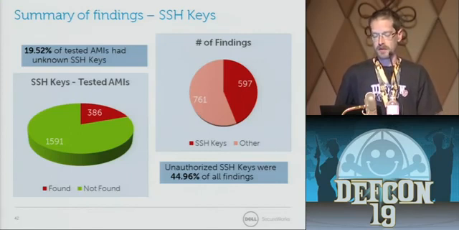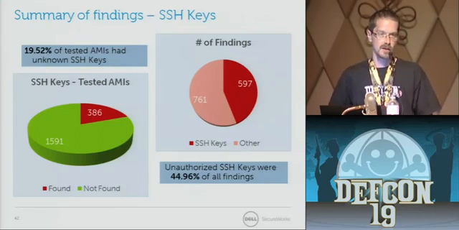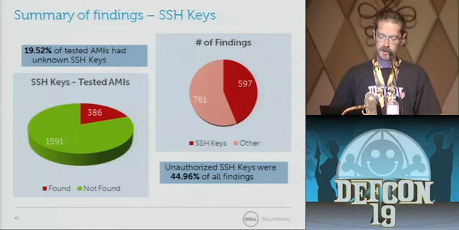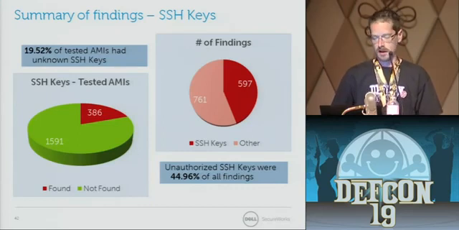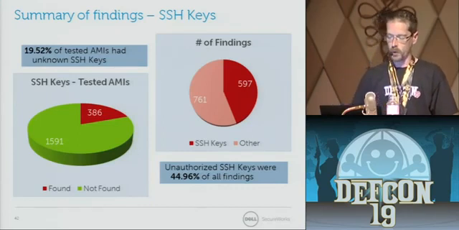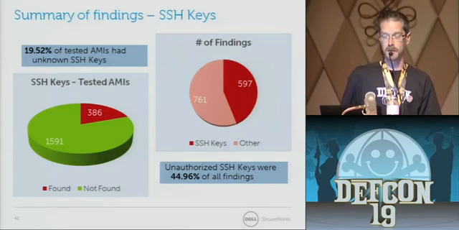So 19.52% of the AMIs we tested, nearly 20%, had an unknown authorized key file. So by that statistic, if you randomly launched 5 public AMIs, there's a good chance that somebody else has access to one of them. This represented 44.96% of our findings. So it's far and away the most prevalent problem that we've encountered.